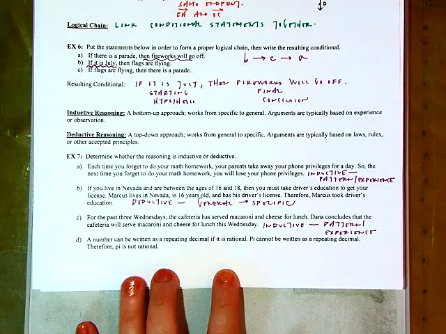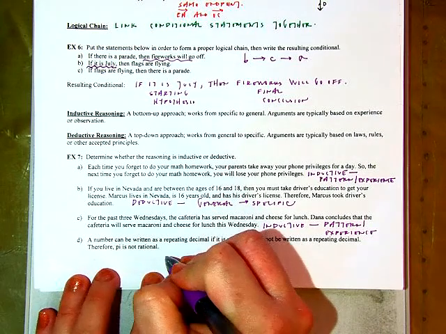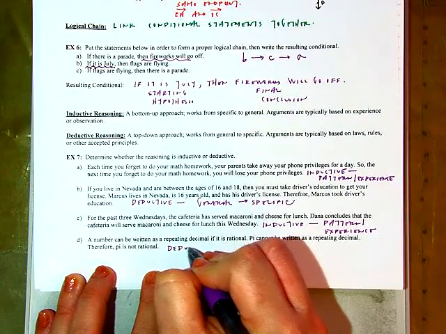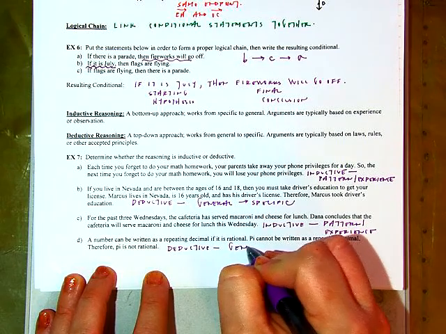All right, last one. A number can be written as a repeating decimal if it is rational. So again, a nice broad general rule about repeating decimals being rational numbers. Okay, followed up with pi cannot be written as a repeating decimal. Therefore, pi is not rational. So again, we're looking at something that is general to specific. This has to be deductive reasoning. So deductive. And we're saying because it's general to specific.